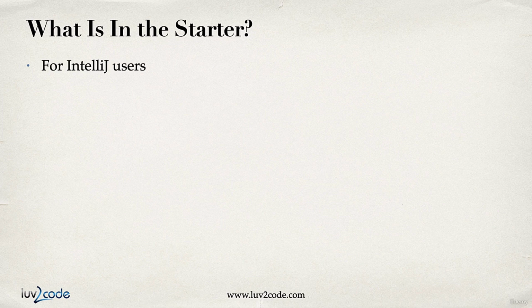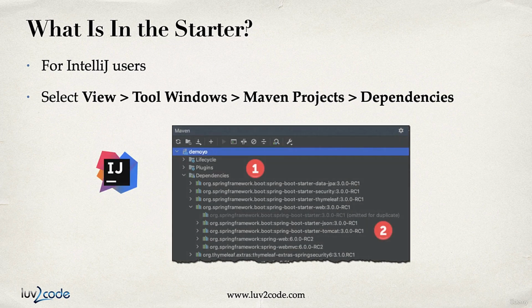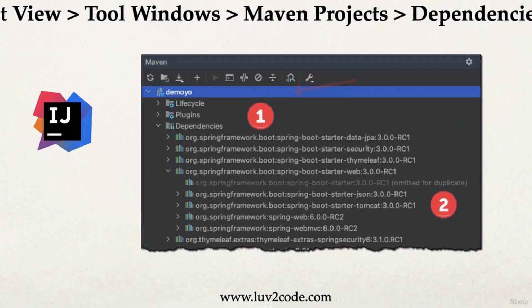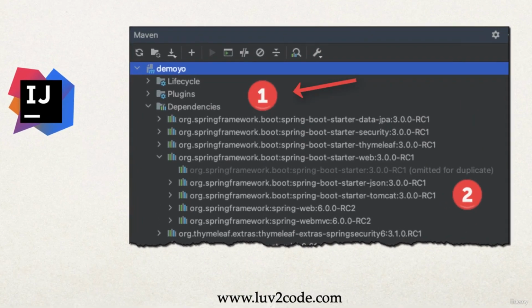For the IntelliJ users, you simply use the menu option View, Tool Windows, Maven Projects, and then expand Dependencies. Then you'll see the list of starters, you can expand a given starter, and you can see the actual contents of that starter. All right, so that's the basic approach for finding out what is in a given starter.